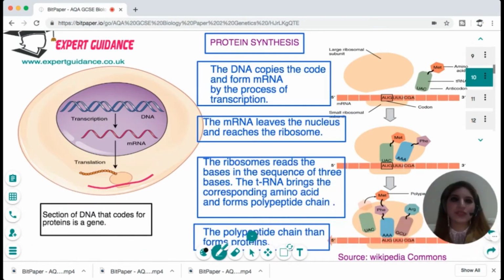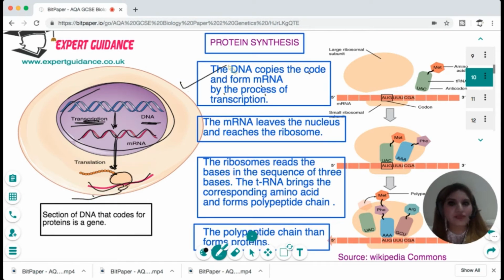Next is protein synthesis. That's for the higher tier. When you have DNA, the DNA is converted into mRNA, and this process is known as transcription, and that takes place in the nucleus of the cell. Then this messenger RNA leaves and reaches the ribosomes in the cytoplasm, and the mRNA code is read and an amino acid chain is synthesized. So the DNA copies the code to form messenger RNA by the process of transcription.